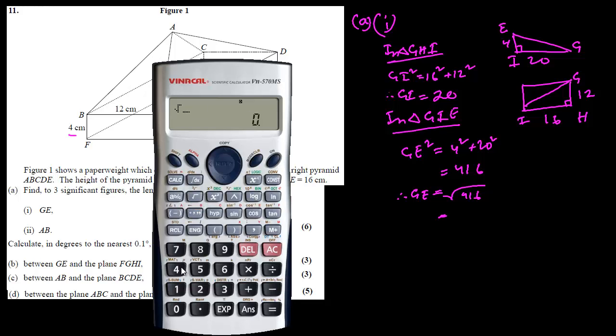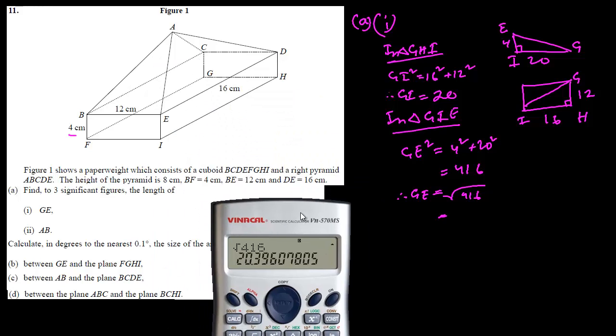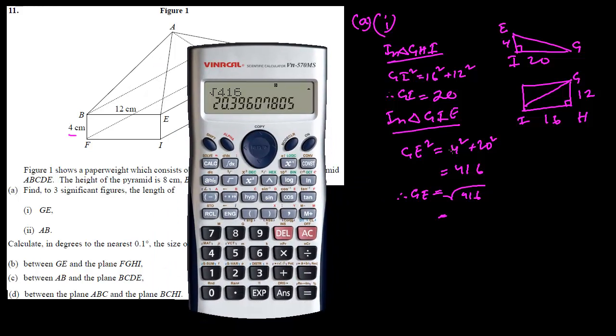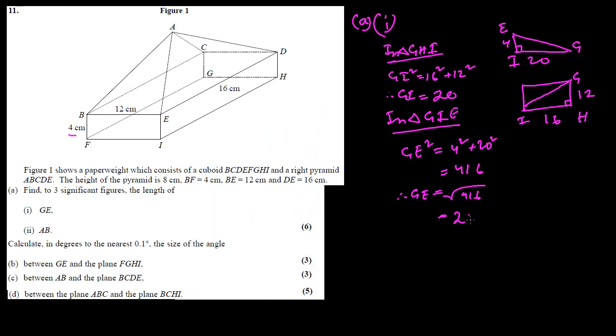So the square root of 416 is 20.3. The answer has to be in three significant figures. So 20.396. Answer would be GE equals 20.4 centimeter. Remember, we might need this for the next sum. Otherwise, if we just use the three significant figure answer, there would be rounding error.